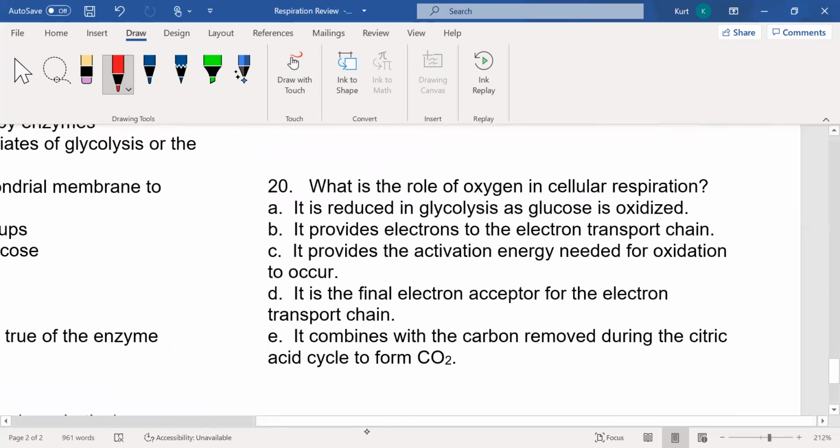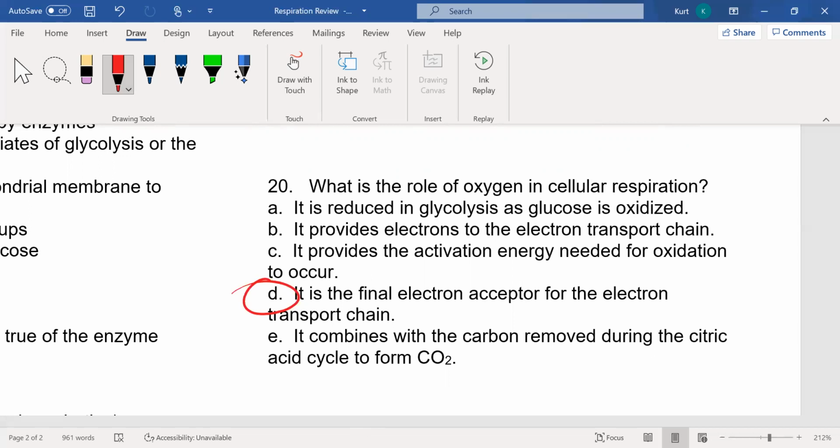And number 20. What is the role of oxygen in cell respiration? I've seen this question on every test I've taken and every test I've given. What is it? D. It is the final electron acceptor. All right, so there is your cell respiration paper. You guys may hold on to that until Thursday and you can turn them in. You can use this as a study guide.